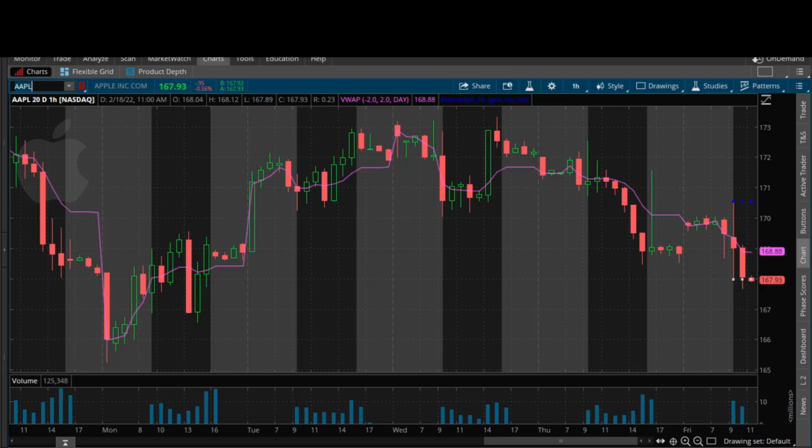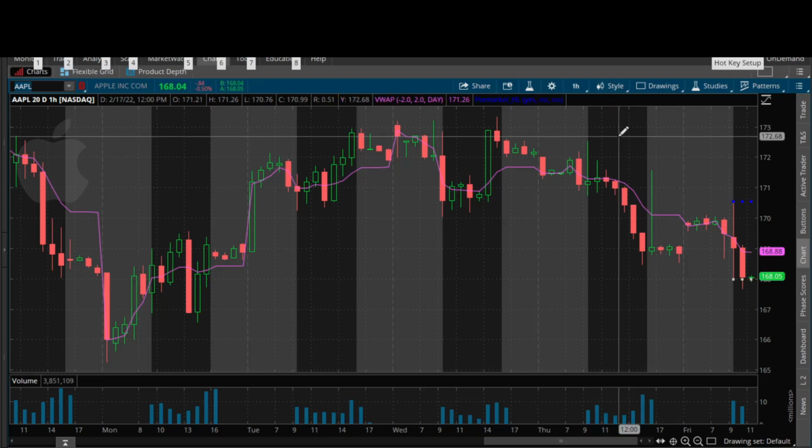All right, let's take a look at Apple. It doesn't matter if you trade Forex, small caps, large caps, or crypto. It does not matter. This is in every single market that trades. It's everywhere. Doesn't matter what you trade, you can use this.